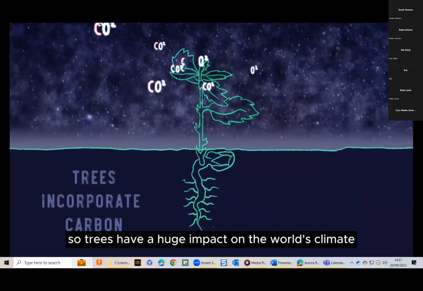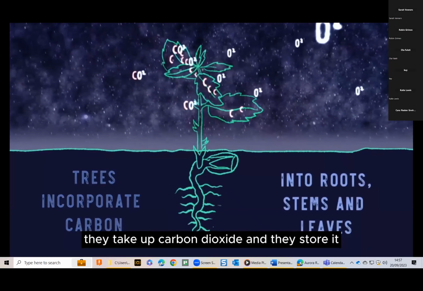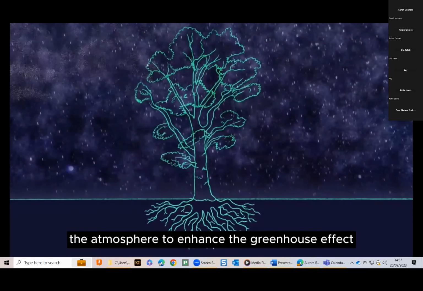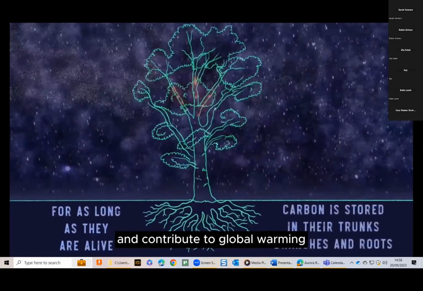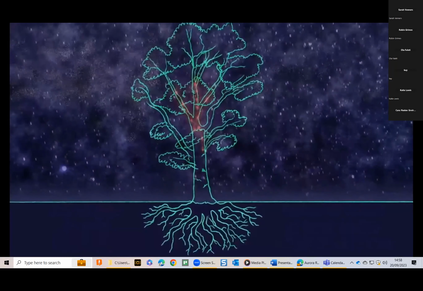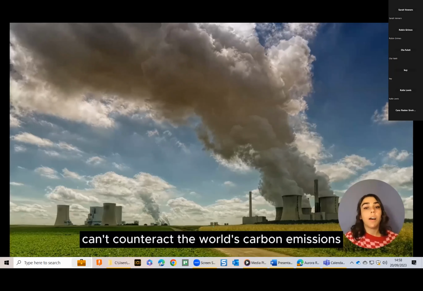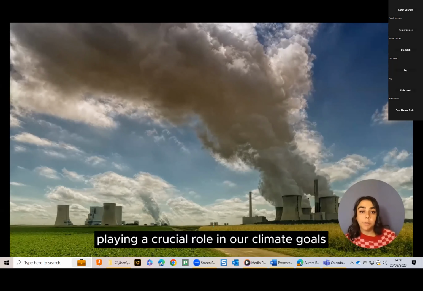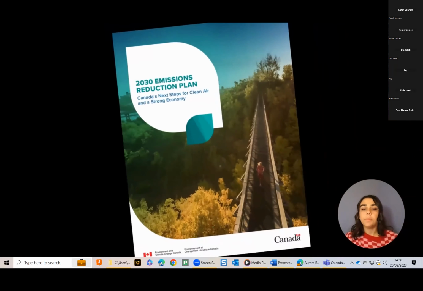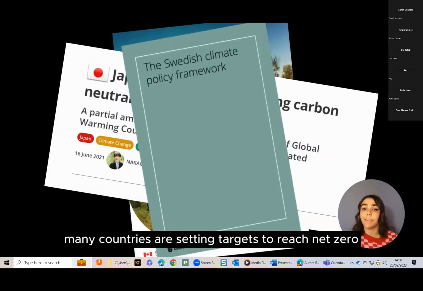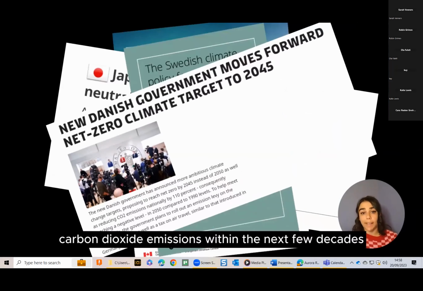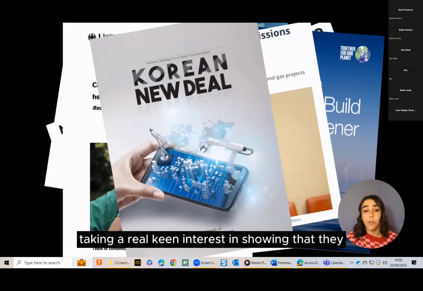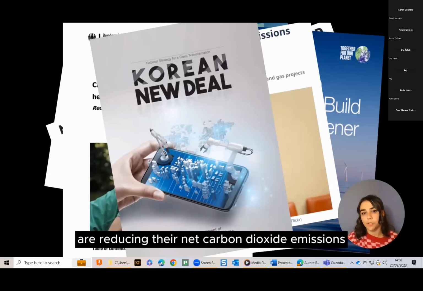So trees have a huge impact on the world's climate. They take up carbon dioxide and they store it. So instead of carbon dioxide being left in the atmosphere to enhance the greenhouse effect and contribute to global warming, it's locked up in trees for potentially hundreds of years. While trees and hedges alone can't counteract the world's carbon emissions, they do help to offset them, playing a crucial role in our climate goals. Many countries are setting targets to reach net zero carbon dioxide emissions within the next few decades, and so we're seeing both private and public sectors taking a real keen interest in showing that they are reducing their net carbon dioxide emissions.